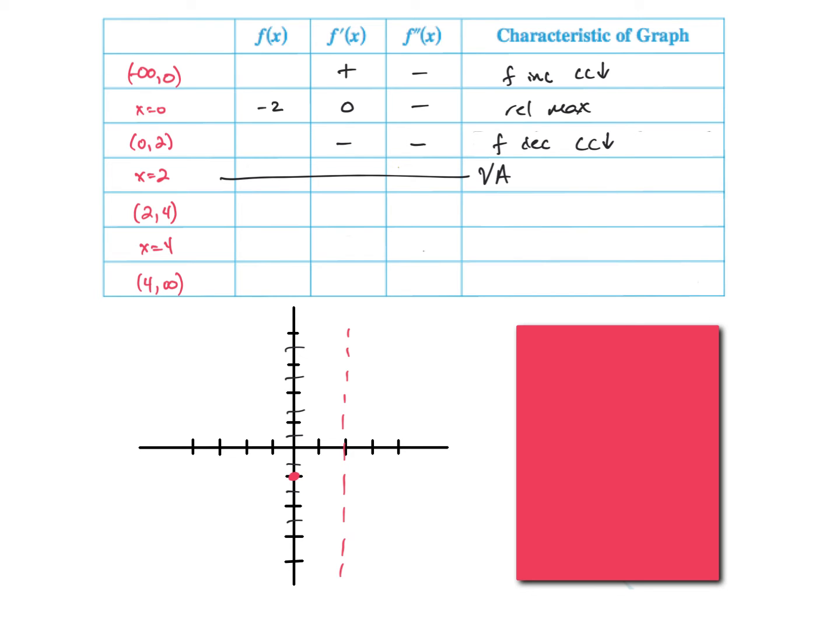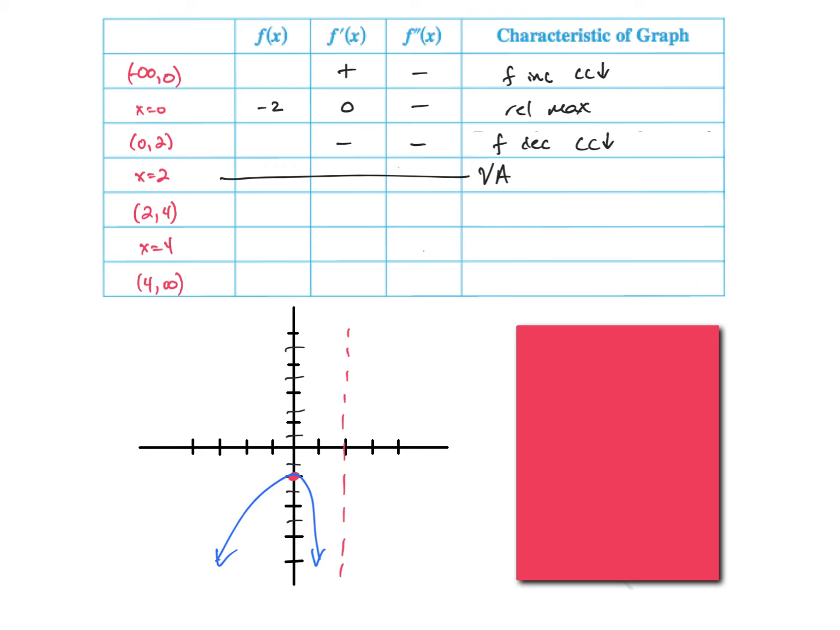And then from 0 to 2, it's going down and what? It's concave down. All right, so f prime is negative and f double prime is negative. So that should look like your hand like that. All right, so it would look something like that. See how that worked? All right, let's keep working.